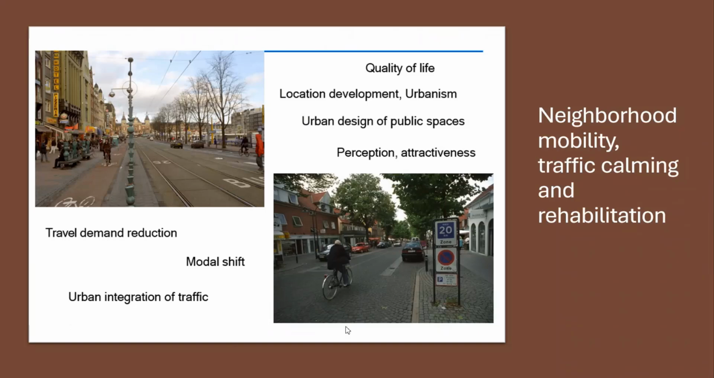There is a concept which we call neighborhood mobility traffic calming and rehabilitation. So what does it basically mean? Our goal, or measure, or vision is that we are trying to reduce the demand to travel, and we are also trying for a modal shift. Modal shift means there is a theory called push, pull, and improve. So that theory is also directly related to the neighborhood mobility as well.